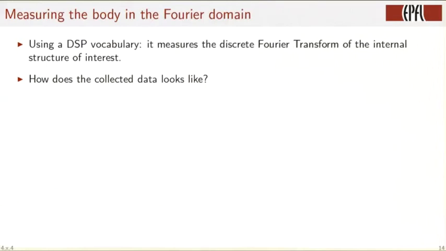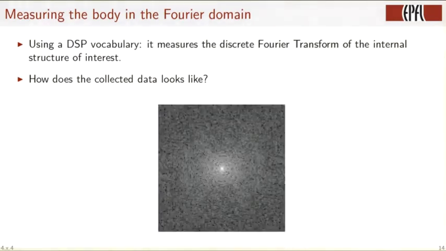Using digital signal processing vocabulary, what we measure is actually the discrete Fourier transform of the internal structure of interest. So the internal structure is a three-dimensional structure. We may measure, for example, one slice at a time or several slices at a time, depending on how we measure this. And the collected data doesn't look at all like the interior of the body. We can see it here. It's a Fourier transform of the interior of the body. So this is an image, and we see the magnitude of Fourier transform coefficients. And so this is the data you're collecting from an MRI machine.